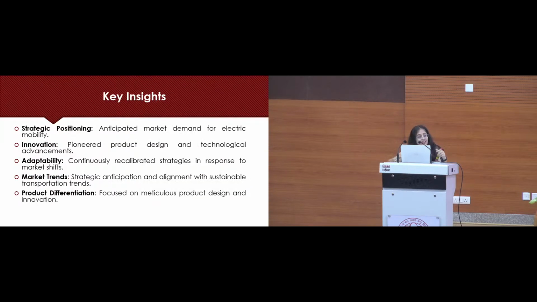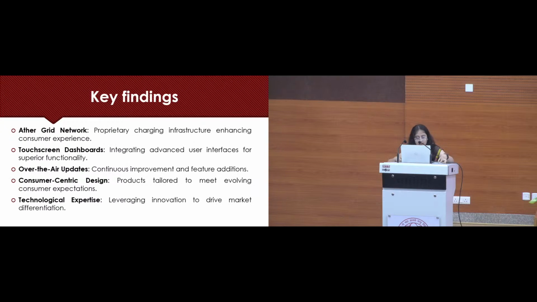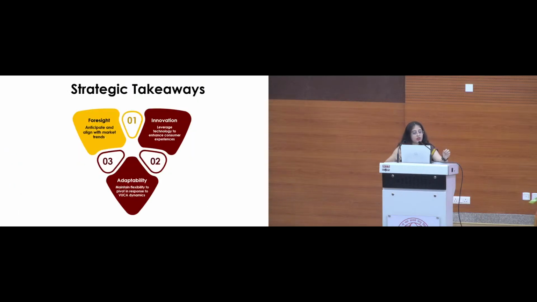The key insights into how they overcame the VUCA of the environment were strategic positioning, innovation, adaptability, market trends, and differentiating their products from the competitors. The key findings: one of the main USPs was their Aether Grid network, touchscreen dashboards, over-the-air updates, consumer-centric design, and technological expertise. The strategic takeaways from the case were foresight, the ability to anticipate and align with market trends, and innovation and adaptability, the ability to pivot in response to VUCA dynamics.